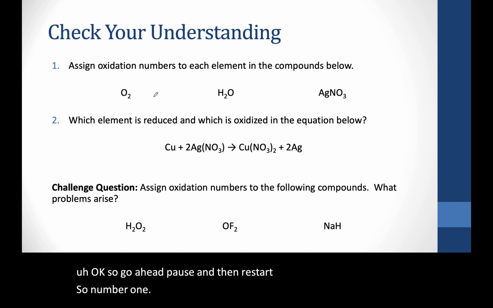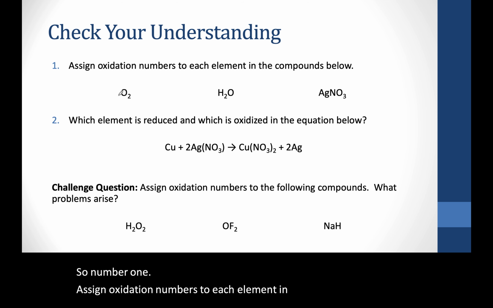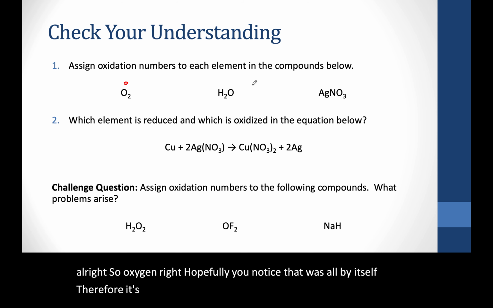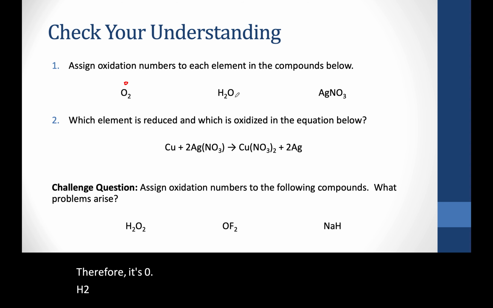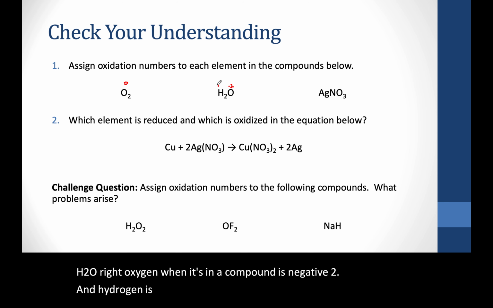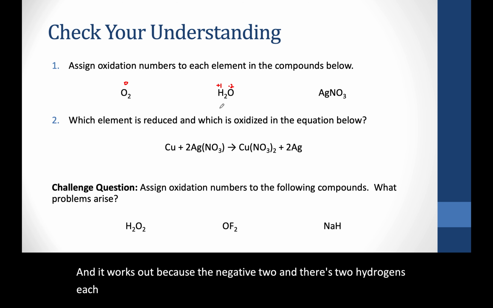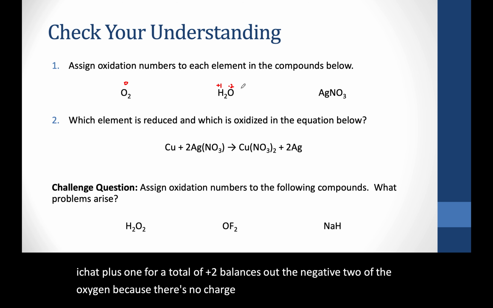Okay, so number 1. Assign oxidation numbers to each element in the compounds below. All right, so oxygen. Hopefully you noticed that was all by itself, therefore it's a 0. H2O: oxygen, when it's in a compound, is -2, and hydrogen is always +1. There are rules for both of those. And it works out because the -2, and there's 2 hydrogens each at +1 for a total of +2, balances out the -2 of the oxygen because there's no charge up here, so they should equal 0.